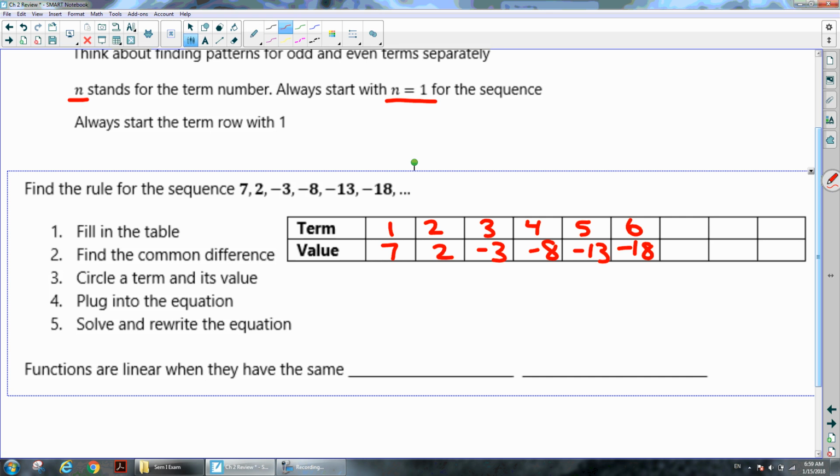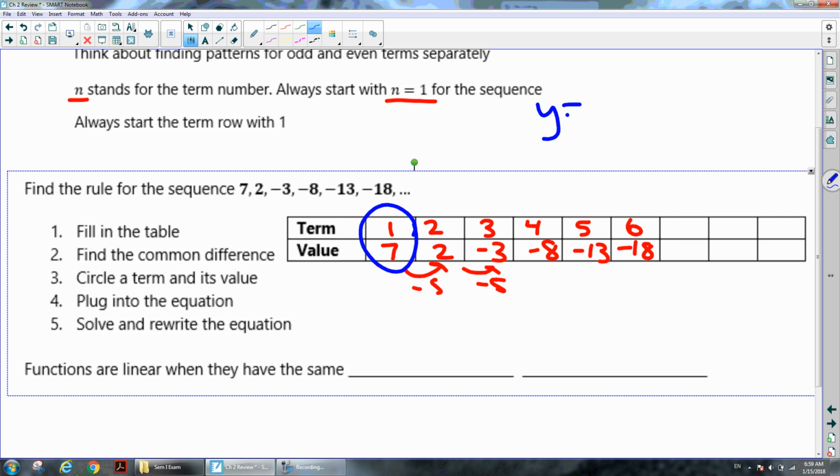We want to find the common difference. So each time for our y values, we were subtracting 5. Okay, so that's our common difference. We want to circle a term and its value. Let's say I want to circle the term 1, 7. Now we're going to plug this into the equation.